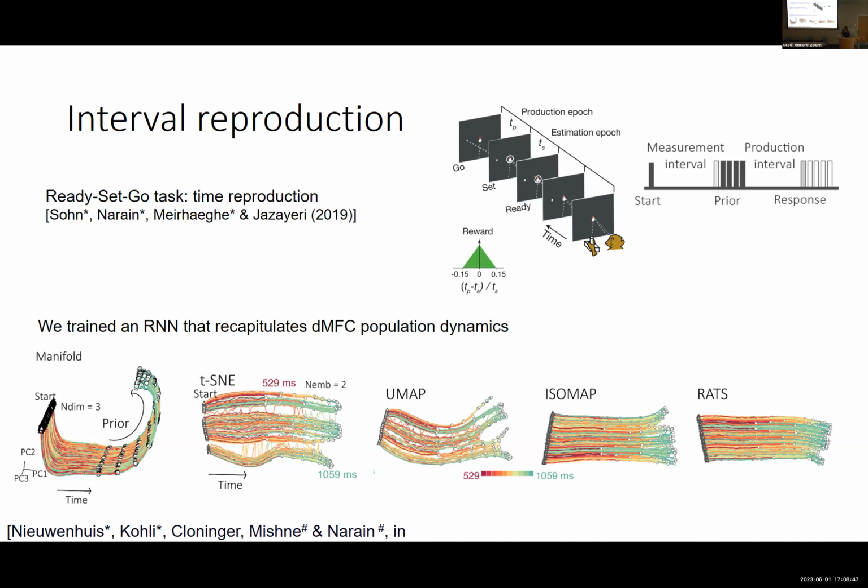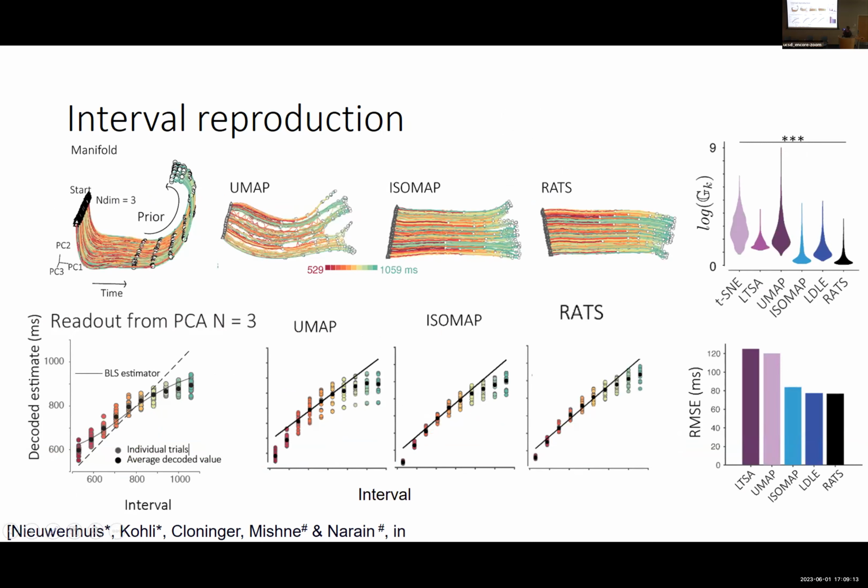So a more complicated task in this case, the animal first needs to measure how much time has passed. So it has a ready cue, then there's a set cue, it needs to measure the time, and then there's a go cue in which it needs to reproduce that time, and we're looking at the estimation epoch. In this case, we can see both Mishne and UMAP introduce very high distortions, and with isomap and rats, there's much lower distortion, with rats having the lowest distortion.